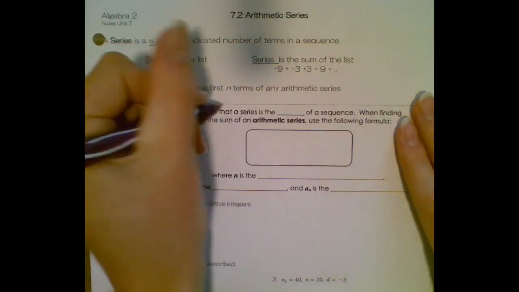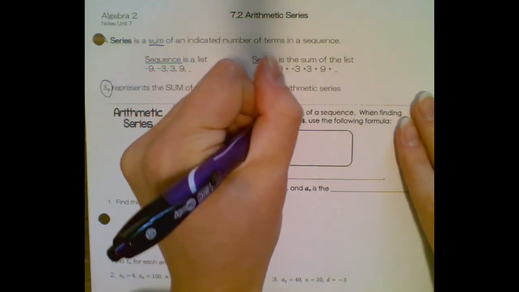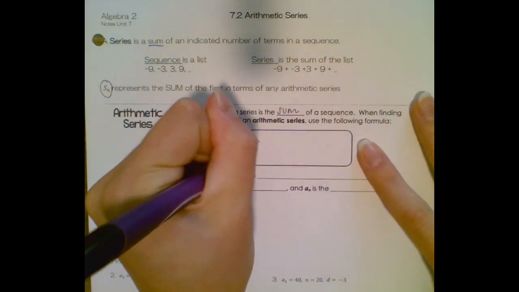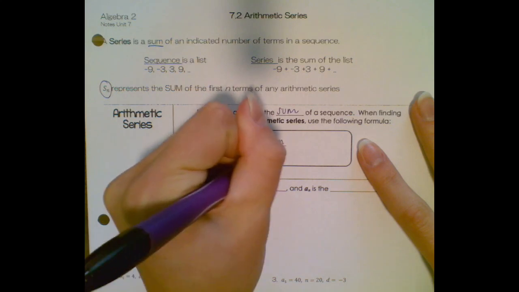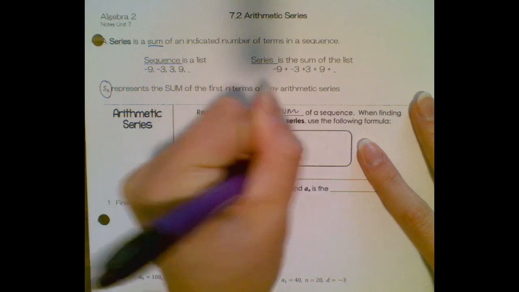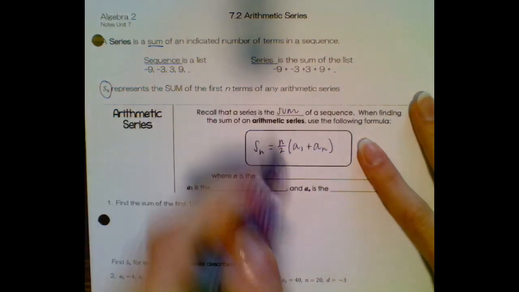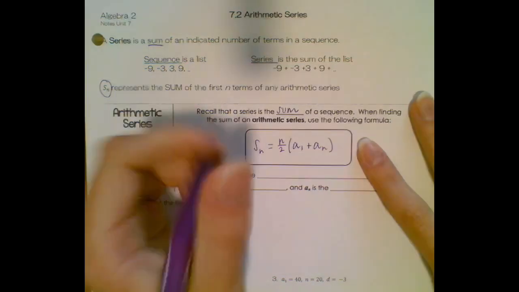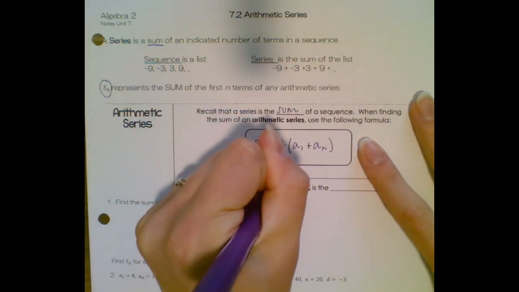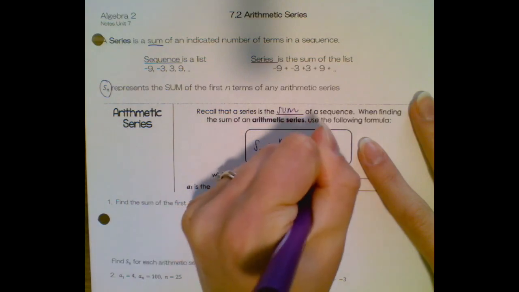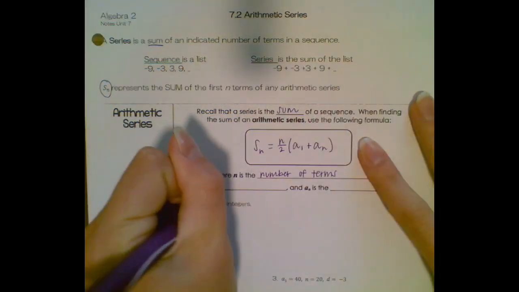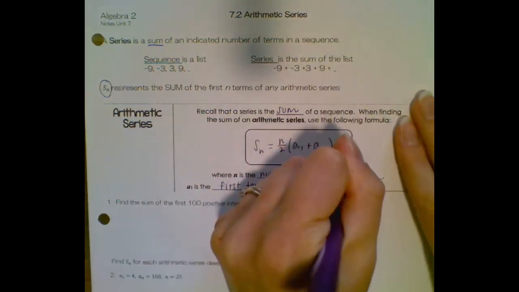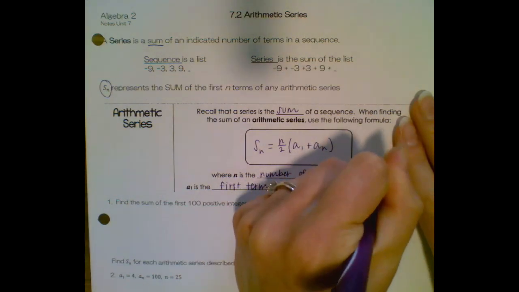So arithmetic series, recall that a series is the sum of a sequence, and when finding the sum of an arithmetic series, we're going to use the formula S sub n equals n divided by 2 times a sub 1 plus a sub n. So the first term plus the last term of that sum that you want. n is the number of terms. a sub 1 is the first term. And a sub n is the last term, as I just said above.